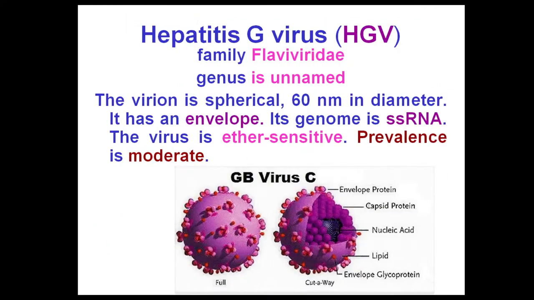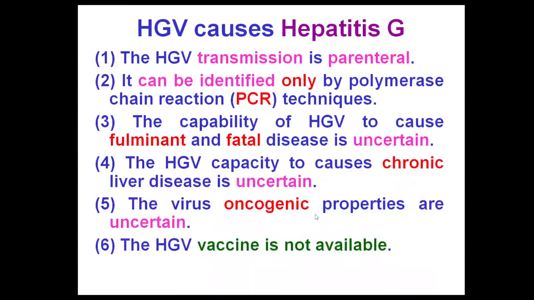A few words about hepatitis G virus. It belongs to the family Flaviviridae, and we believe that the virion is spherical, 60 nanometers in diameter, and it has an envelope. The genome is a single-stranded RNA molecule, and because of the envelope, the virus is ether and acid sensitive. The prevalence of this virus is moderate, and you can see here that it has the major capsid protein and the nucleic acid inside the icosahedral capsid, and the envelope glycoprotein.